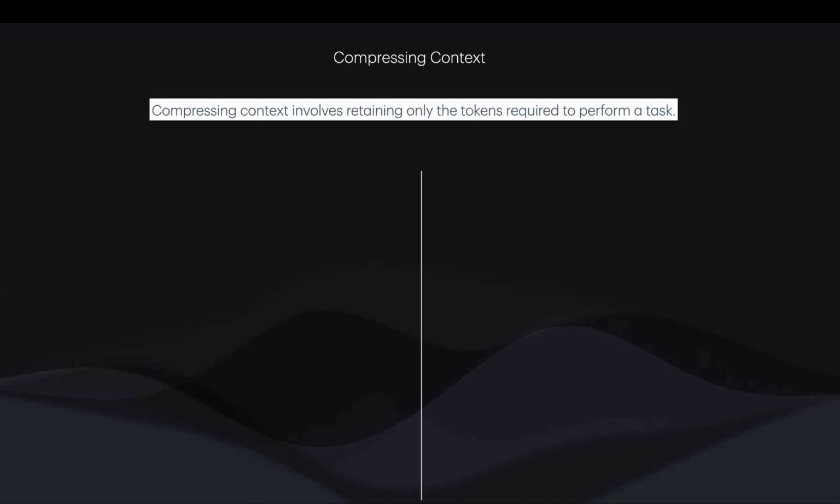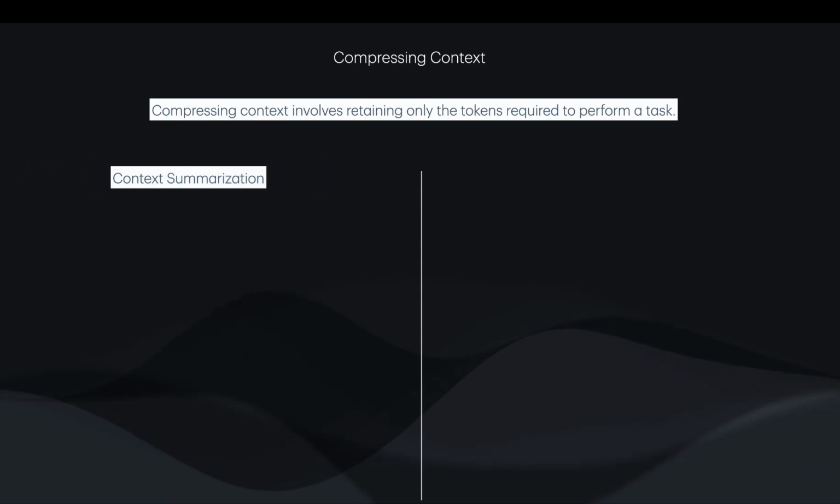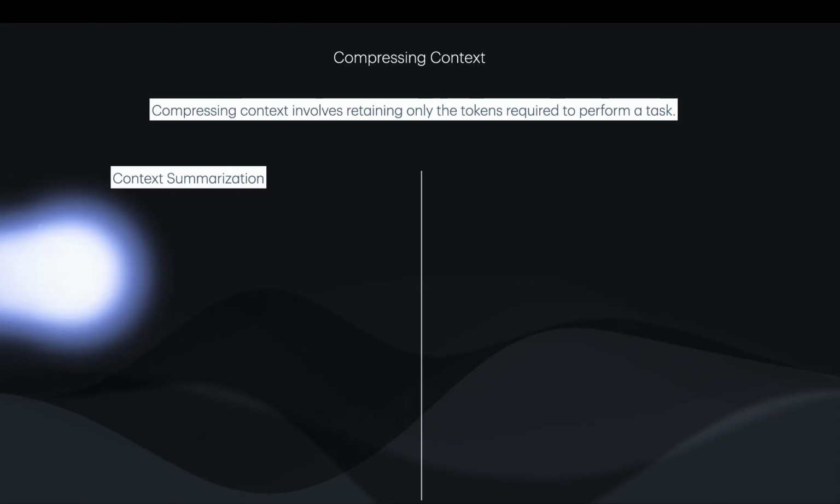So you will throw away the unnecessary information or tokens from the current context window, and you will only retain what is relevant to the current task, right? So one of the ways you can do it is context summarization.